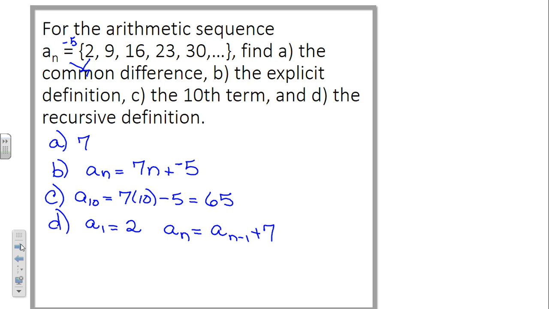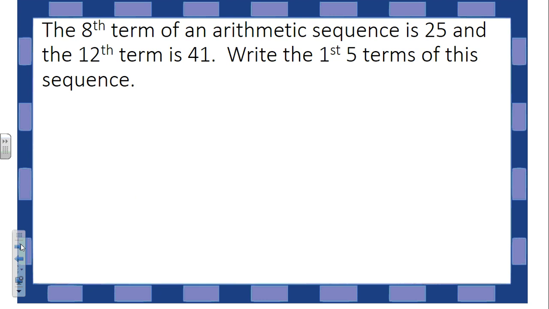Okay, here comes the next. So now we're in this box, and we're saying that the 8th term of an arithmetic sequence is 25, and the 12th term is 41, and we're supposed to write the first 5 terms of the sequence. So what shall we do? What shall we try?